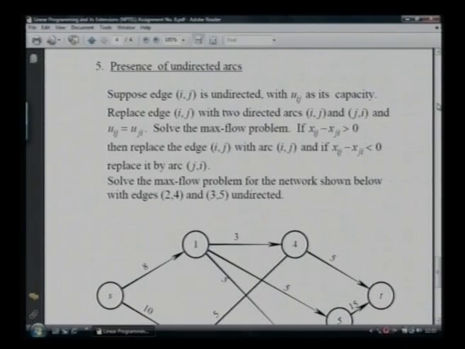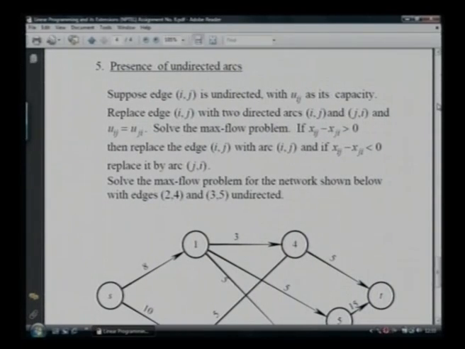Then you solve the max flow problem, and if in the optimal flow, xij being your vector of flow, xij is greater than xji, that means you will be using the arc in the direction i to j, and we will replace the edge ij with the arc ij. If xij is less than xji, then we will be using the arc in the backward direction, that means the edge ij will be replaced by the arc ji with capacity uij.